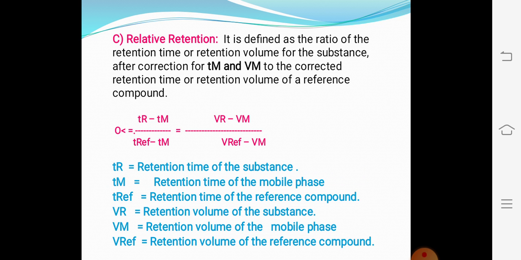The next concept is the relative retention. It is defined as the ratio of the retention time or retention volume for the substance, after correction for Tm and Vm, to the corrected retention time or retention volume of a reference compound. Here Tr is the retention time of the substance, Tm is the retention time of the mobile phase, Tref means the retention time of the reference compound, Vr is the retention volume of the substance, Vm is the retention volume of the mobile phase, and Vref is the retention volume of the reference compound.